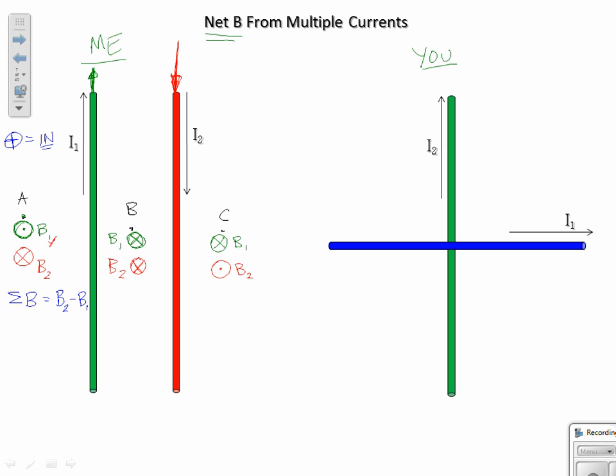Here, they're both in. B1 plus B2. Here, B1 is in, and B2 is out. So notice over here, we have B2 minus B1. Here we have B1 minus B2, because the directions of the fields have changed.